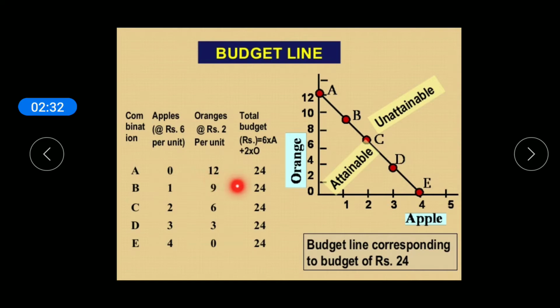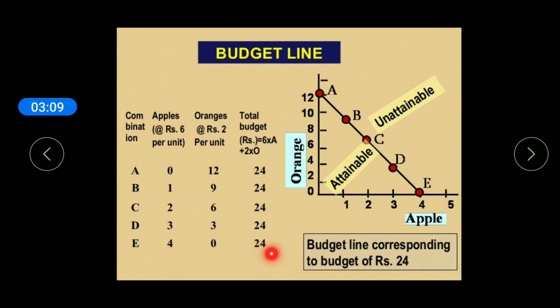Now students, there is a combination which shows that you can purchase zero quantity of apple and 12 units of orange with 24 rupees. According to combination B, you can purchase 1 unit of apple and 9 units of orange with your income of 24 rupees. In combination C, you can purchase 2 units of apple and 6 units of orange with 24 rupees. According to combination D, if you purchase 3 units of apple, then you can purchase 3 units of orange. And according to combination E, if you purchase 4 units of apple, then you can't purchase any unit of orange because you do not have any additional income to purchase it.